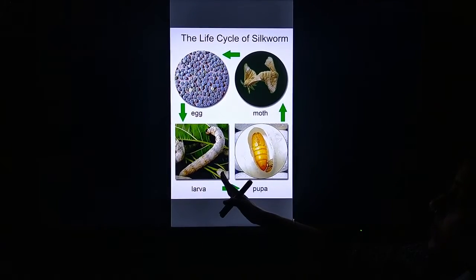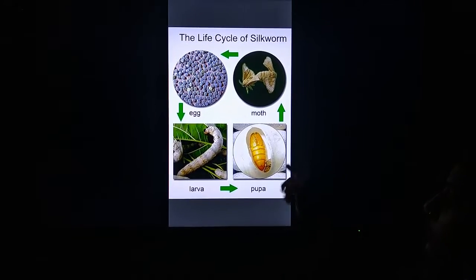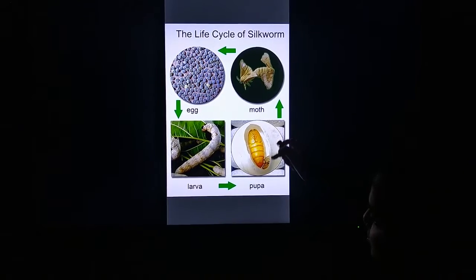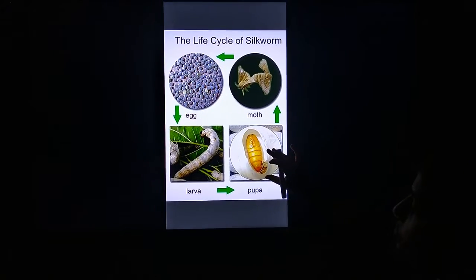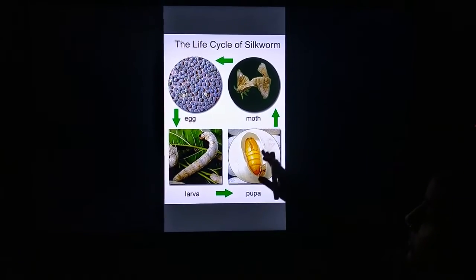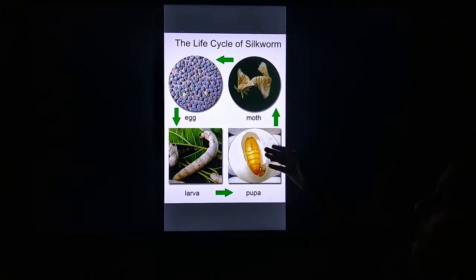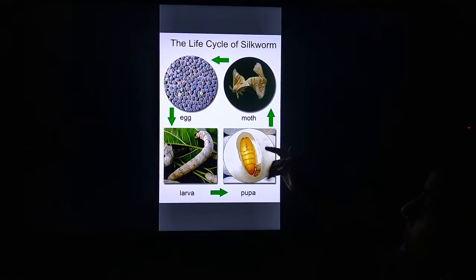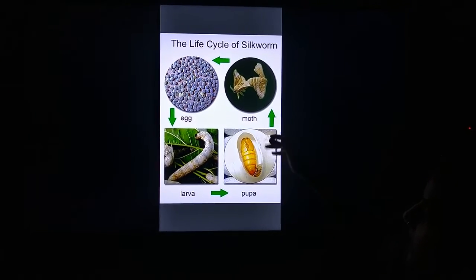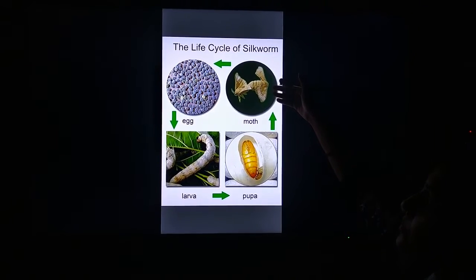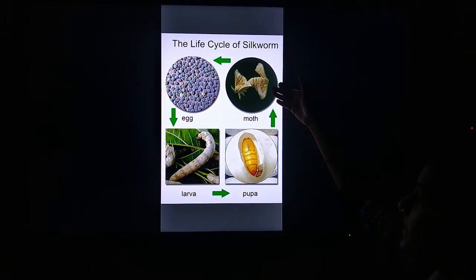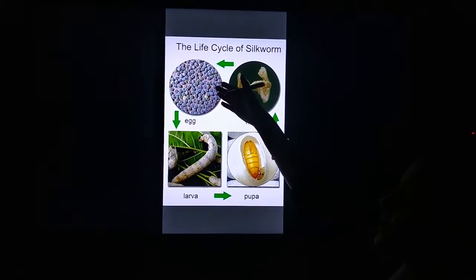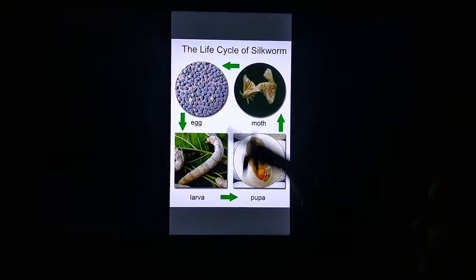Now after the larva, the next stage is pupa. This pupa is inside the cocoon. Here inside the cocoon the pupa grows and develops, and then the adult silk moth breaks open the cocoon, and we can see the beautiful moth in the next stage. And then again the female moth will lay eggs, and the cycle continues.